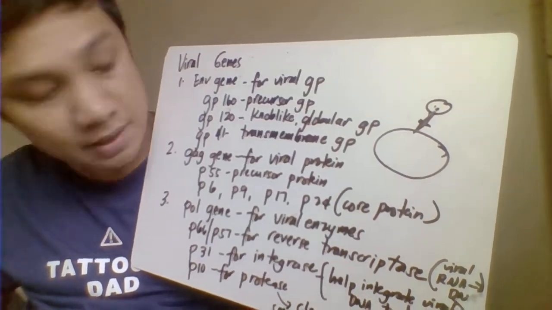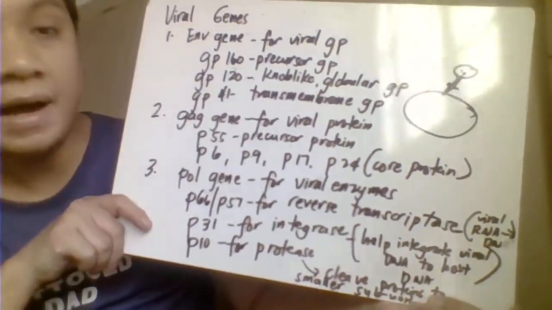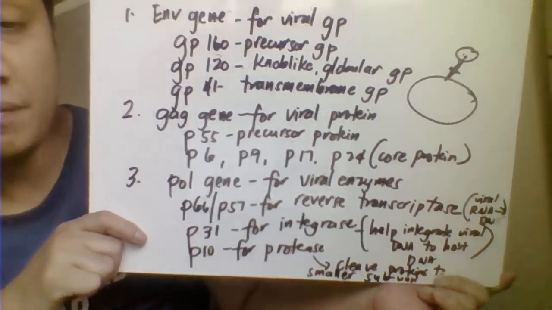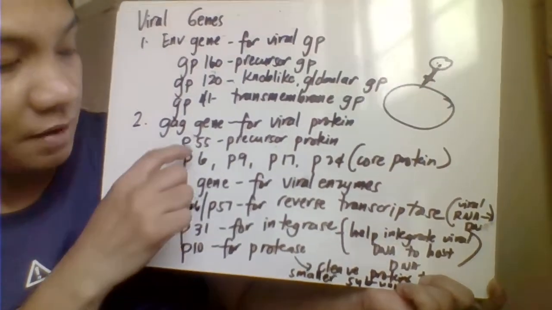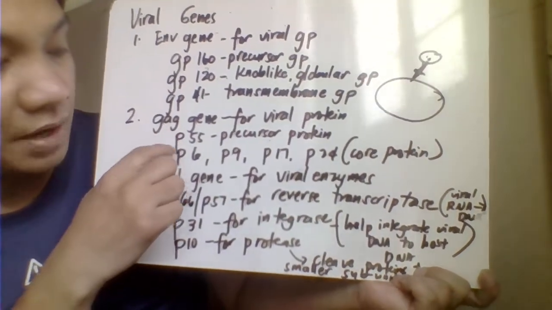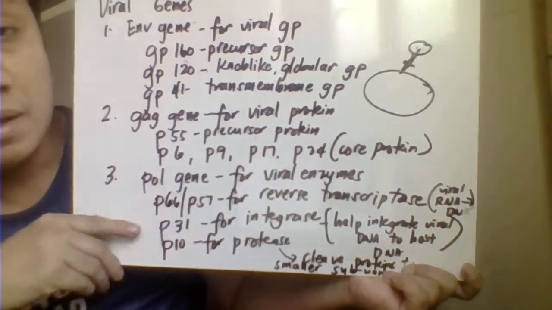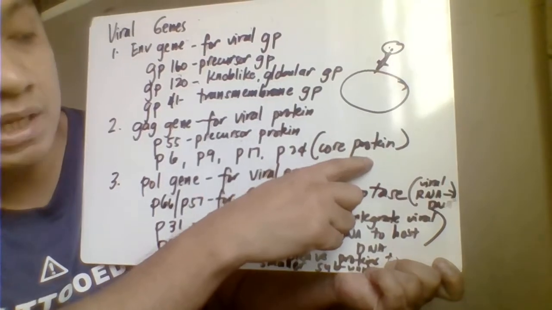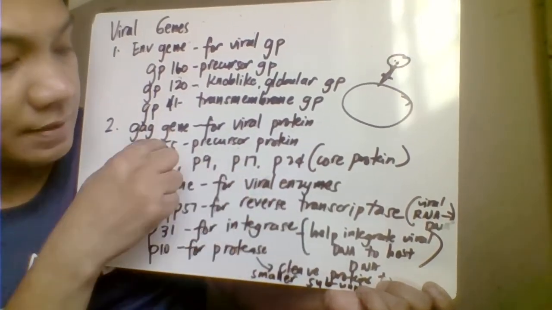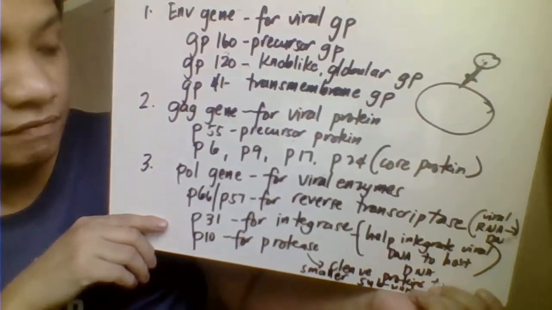The next gene of the virus codes for the production of its protein structure. That is the GAG gene. Its precursor, P55, eventually gives rise to the following proteins: P6, P9, P17, and P24. The P24 is its core protein, and it comes from the precursor substance P55.